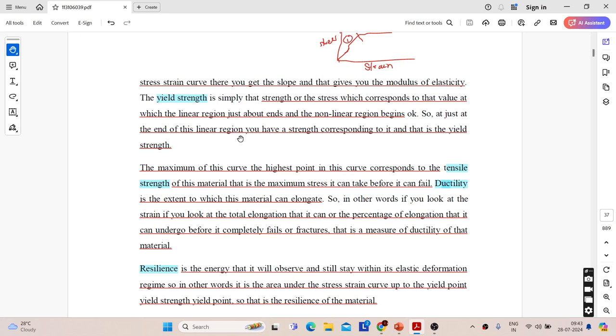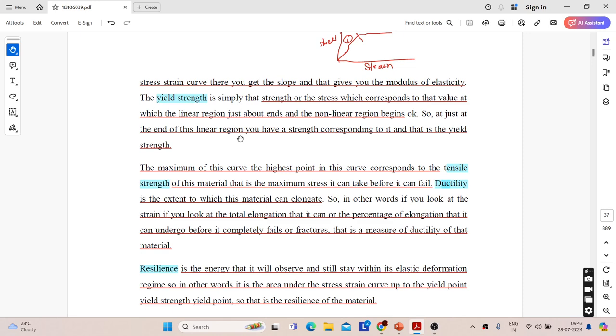Another term is ductility. Ductility is the extent to which the material can elongate. How much maximum it can elongate, that we call ductility. If you look into the strain, the total elongation or percentage of elongation that it can undergo before it completely fails, fractures, that is a measure of ductility.